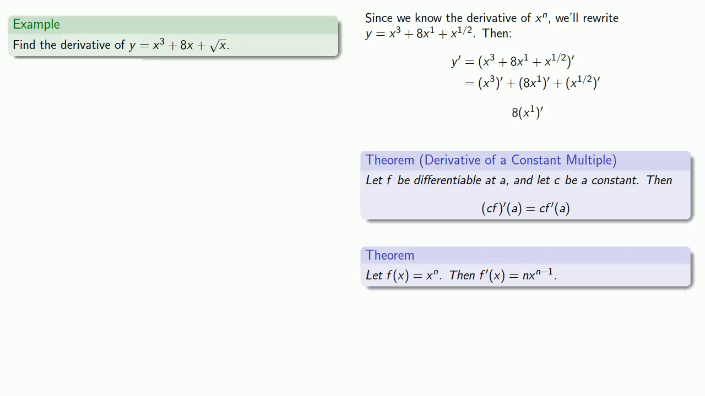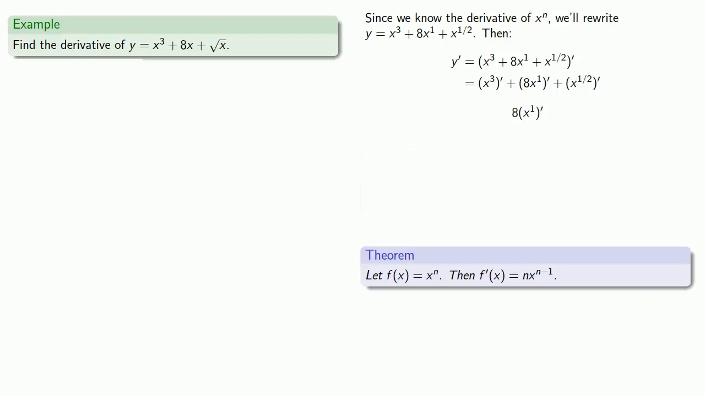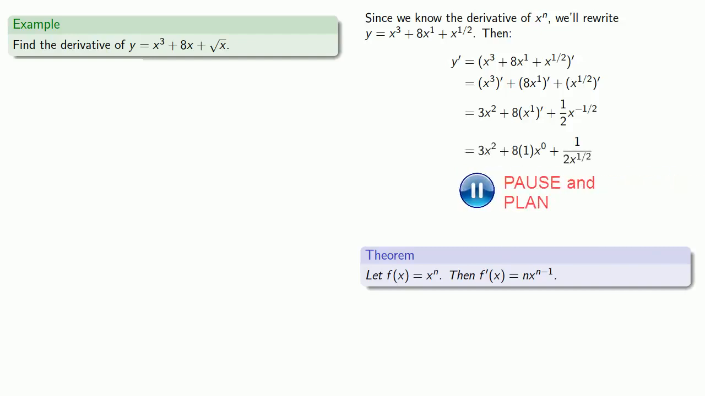And finally, we can use our results. The derivative of x to the power 3 is, by our theorem, 3x to the power 2 minus 1. The derivative of x to the 1/2 will be 1/2 x to the power minus 1/2. The derivative of x to the 1 will be 1x to the 0. Then we'll do a little bit of algebra and some cleanup, which will give us our derivative.